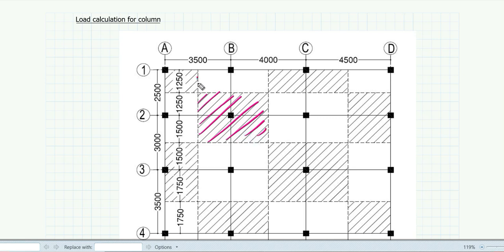So what is the dimension of this area? This is 3.5 by 2, and this is 4 by 2, this is 2.5 by 2, and this is 3 by 2. This is the dimension. So if you want to find out the area, it is 3.5 by 2 plus 4.5 by 2 whole into 2.5 by 2 plus 3 by 2. So this will give you the area.